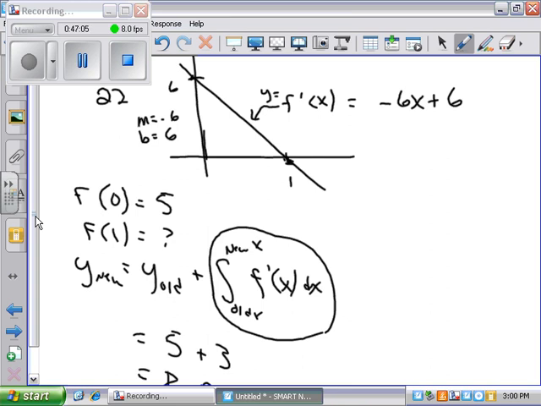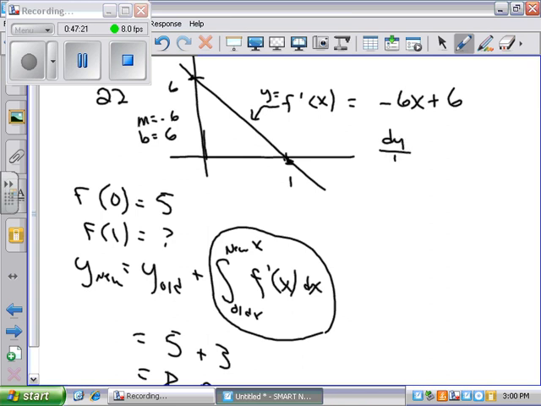Can we put that into y minus y1 equals m times x minus x1? Well, you're trying to write the equation of a tangent line? That's not going to help you, because we know the tangent. No, you have a graph of the derivative.